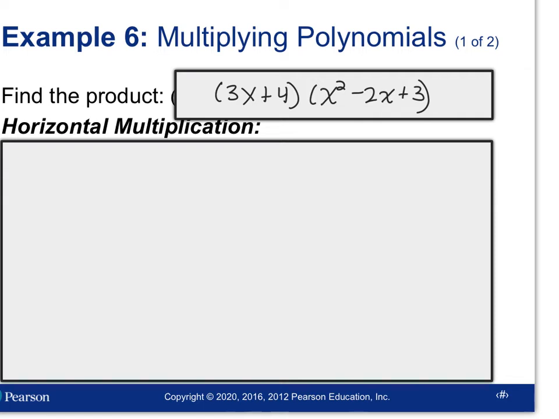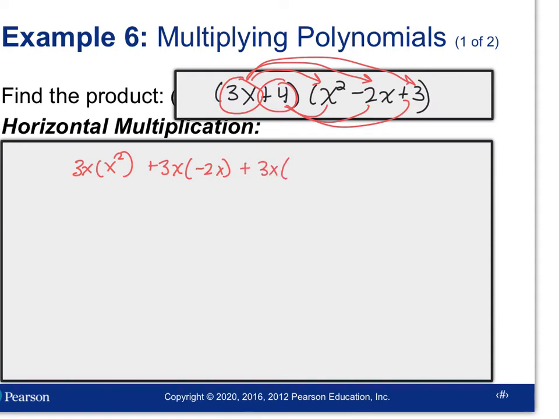So now let's start multiplying polynomials. You learned the idea of FOIL in the past. Basically it's just a glorified distributive property. You're going to take the 3x and distribute it to each of the 3 terms, and then take the 4 and distribute it to each of the 3 terms. So let's do it. You have 3x times x squared plus 3x times negative 2x plus 3x times 3. Now we do the 4. Plus 4 times x squared plus 4 times negative 2x plus 4 times 3.